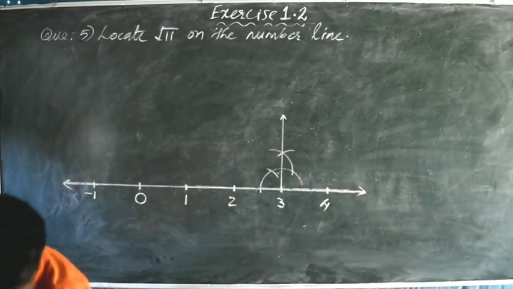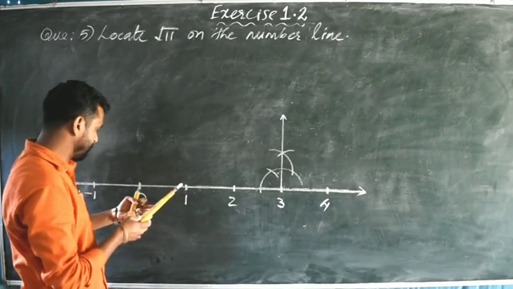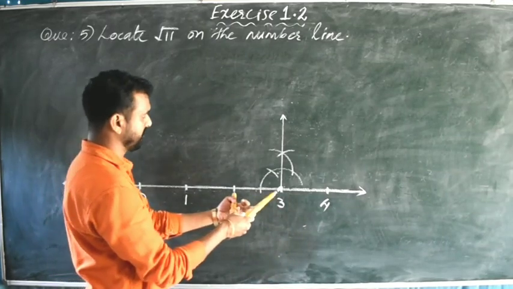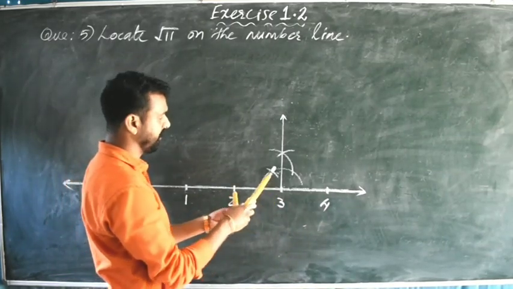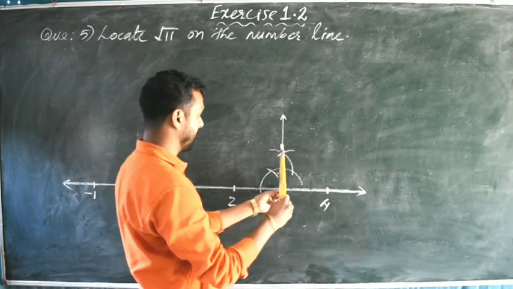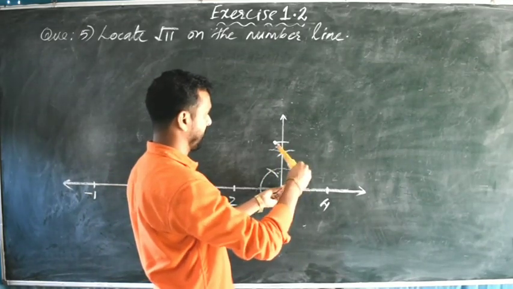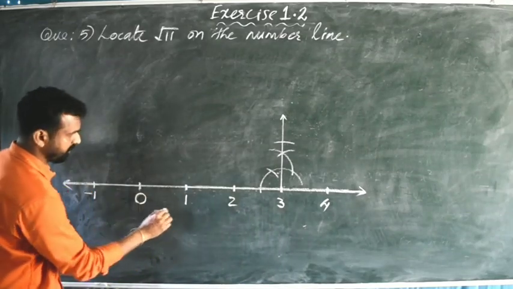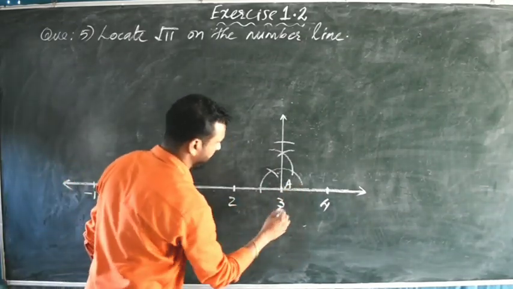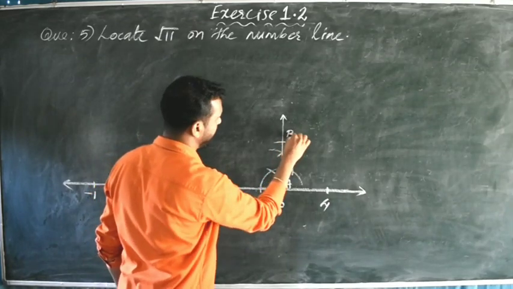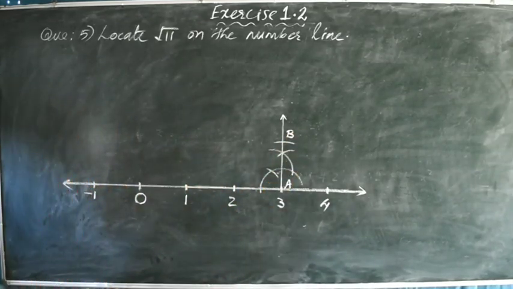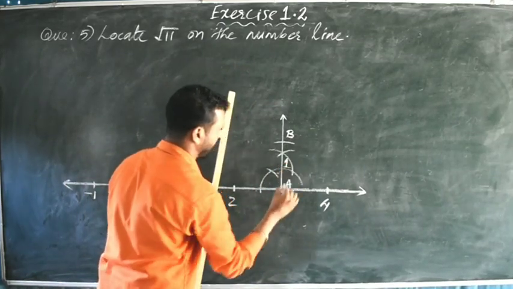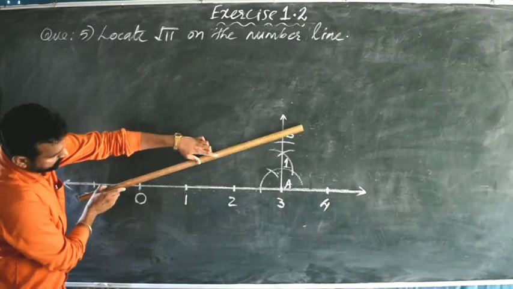Then measure this 1 unit, 0 to 1. Everywhere it is the same, 1 to 2, 2 to 3, same measurement only. That same measurement we are marking here on this perpendicular. Then this point is O, this point we will mark A, and this one is point B. Now join OB. And this one we can mark as 1 unit. AB is 1 unit.